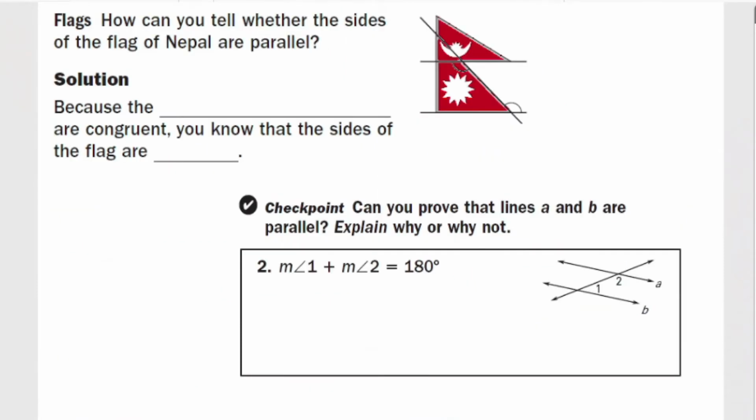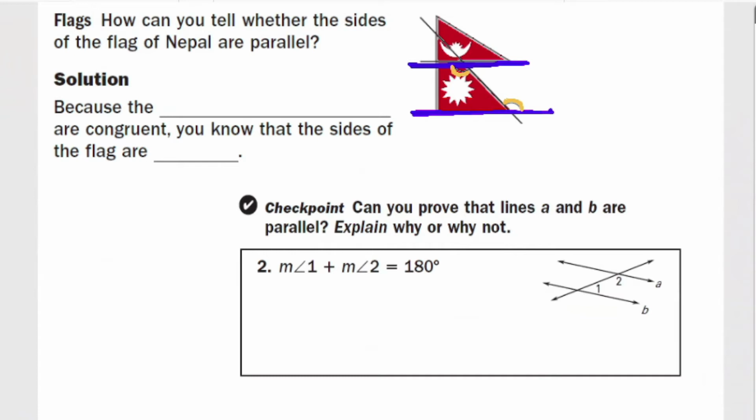In this example, we're looking at the flag of Nepal, which has an interesting shape, and we're trying to see whether those two sides, those two bottom sides right here, are parallel to one another. And what I can see on this diagram is that they've measured some angles for me. They measured this angle right here and this angle right here, and they were congruent to one another. If those angles are congruent, we can tell that the sides are parallel.